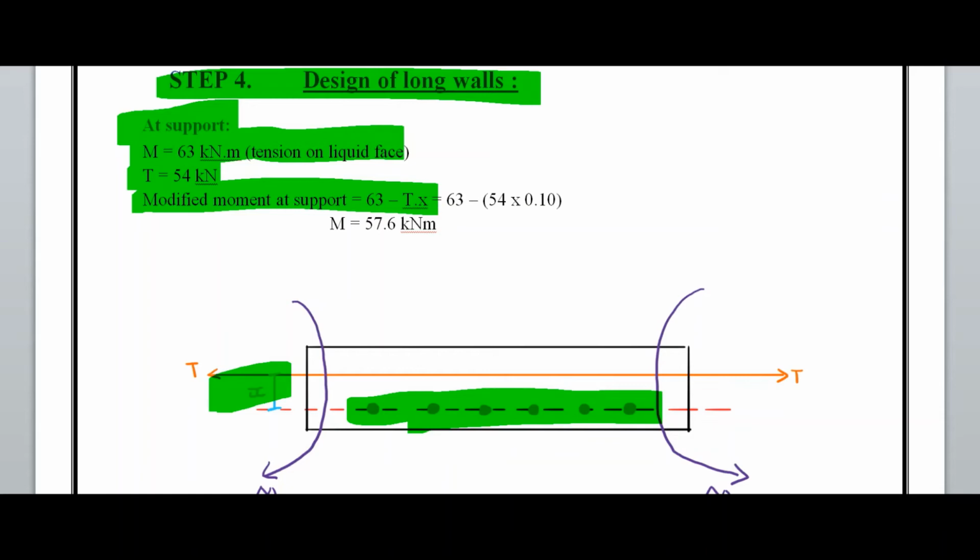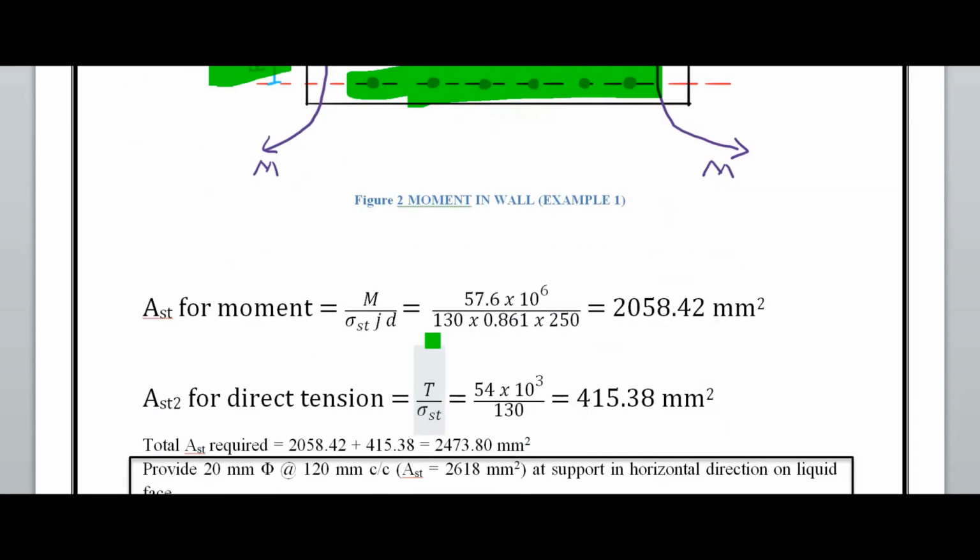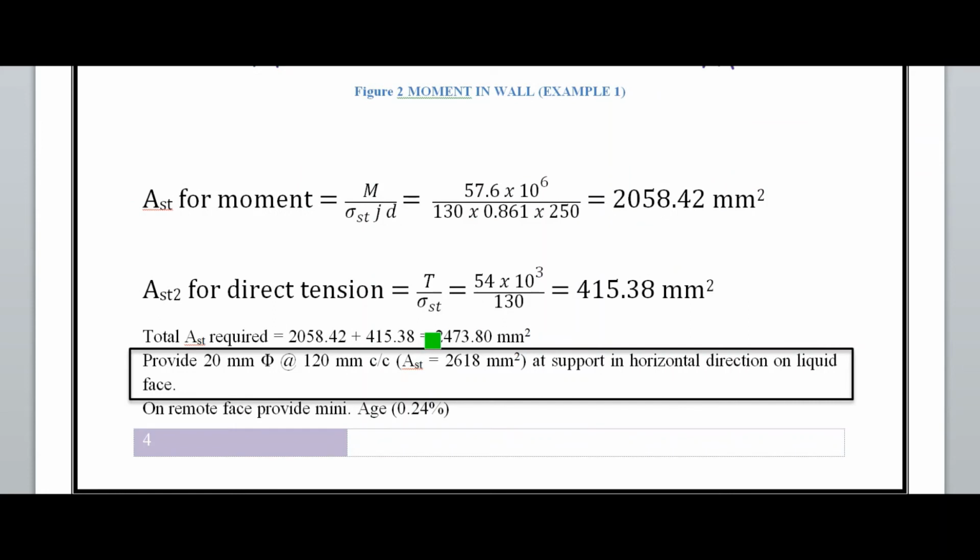Because the reinforcement location will be changed, the moment will be changed, so the modified moment will be changed. So 63 minus 54 into 10, so the moment M is equal to 57.6. By this moment and tension we have to design the reinforcement. So AST for a moment is M divided by sigma st into j into d. This is the equation we have to remember.